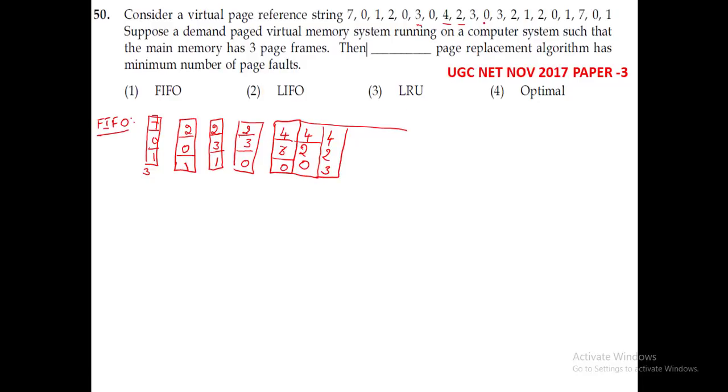and after 3 the CPU refers to 0, also not there, so in the place of 4 you write the 0, giving 0 2 3. Next the CPU refers to 3, which is there, so no page fault. 2 is referred by the CPU, and 2 is already there, so no page fault occurs. Next the CPU refers to 1, which is not there, so a page fault occurs. Among these 3 pages the 2 arrived first, so in the place of 2 you write the 1.